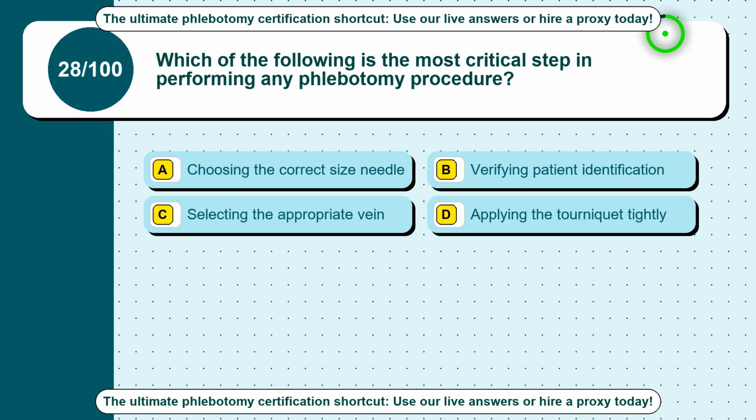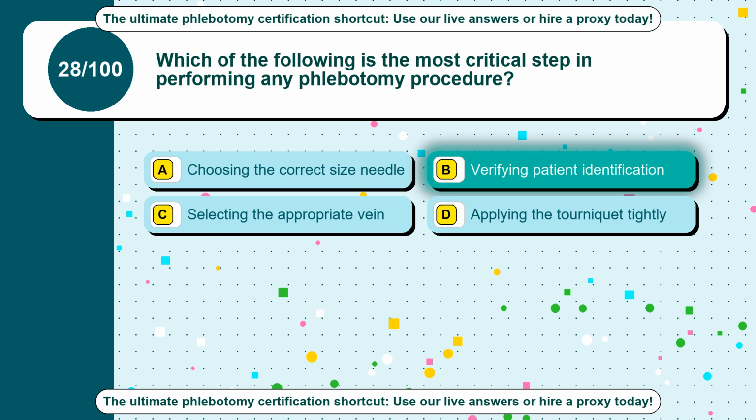Question 28. Which of the following is the most critical step in performing any phlebotomy procedure? Option A, choosing the correct size needle. Option B, verifying patient identification. Option C, selecting the appropriate vein. Option D, applying the tourniquet tightly. The correct answer is option B, verifying patient identification.